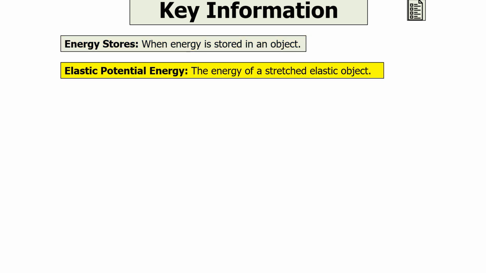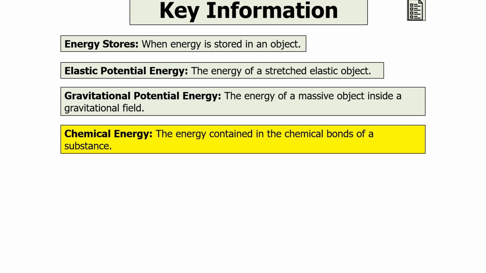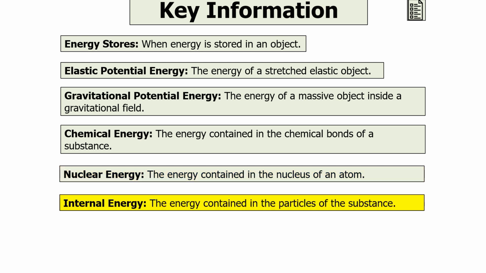The first type is elastic potential energy, the energy of a stretched elastic object. Then we've got gravitational potential energy, the energy of a massive object inside a gravitational field. We have chemical energy, the energy contained in the chemical bonds of a substance. Nuclear energy, the energy contained in the nucleus of an atom. Internal energy, the energy contained in the particles of a substance.